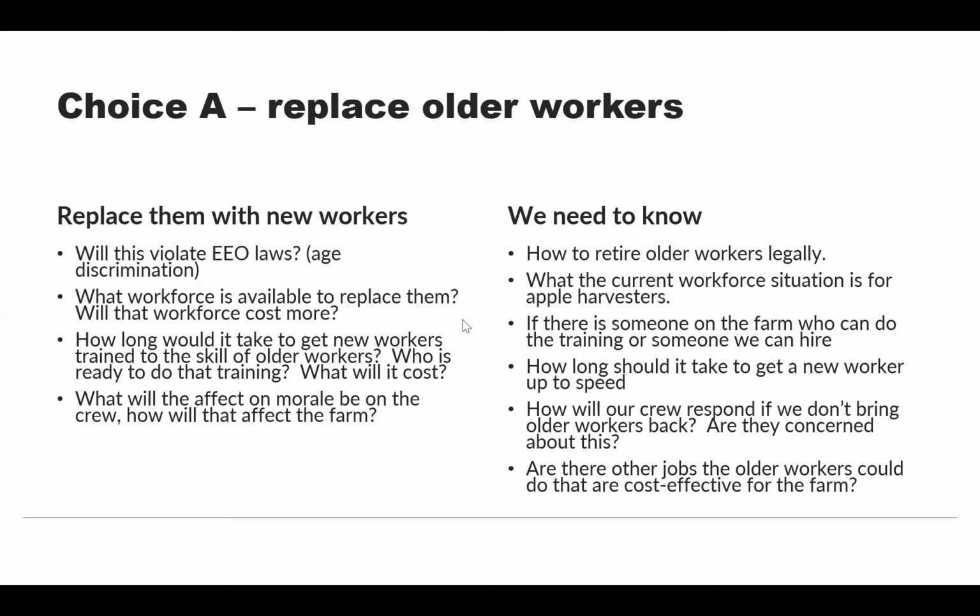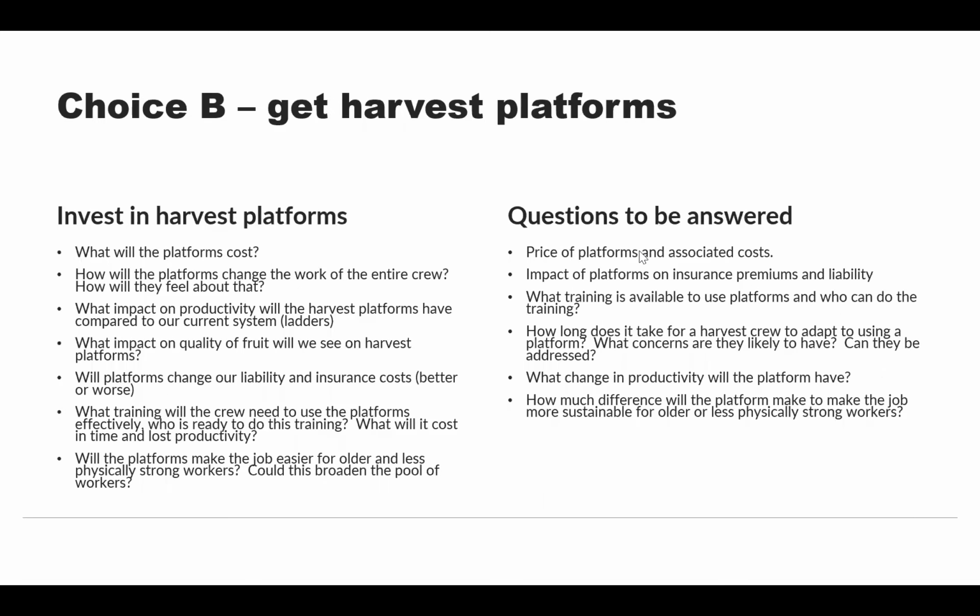And then finally, and this isn't necessarily something easy to quantify, what will the effect on morale be on the crew, and how will that affect the farm? How will the crew respond if they don't bring these older workers back? Are they concerned about this? And maybe possibly are there other jobs these older workers could do that are cost effective? So that would be replacing older workers. The other option is maybe look into harvest platforms.